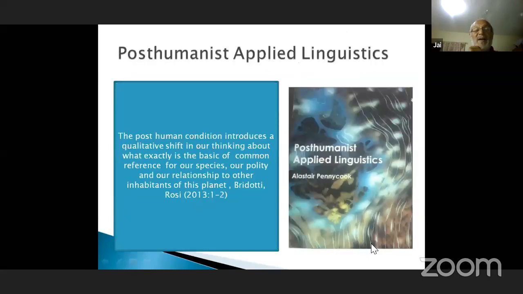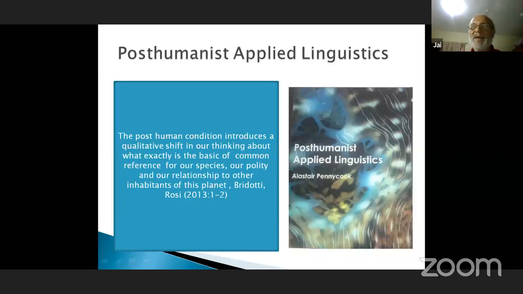Then a new development that came in is post-humanist applied linguistics. So you can download this book also, Posthumanist Applied Linguistics by Alastair Pennycook. It came out in 2018, I think, and you can download it. If you cannot, please let me know. I can send you.